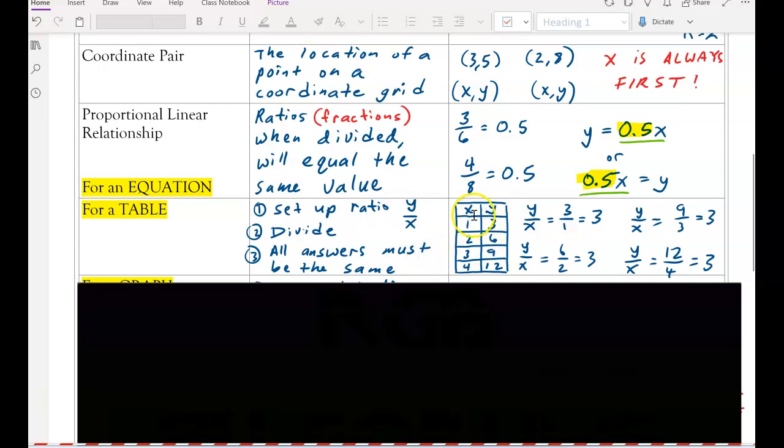And here's our example. Here's our table. X is 1, y is 3; x is 2, y is 6; x is 3, y is 9; x is 4, y is 12. If you divide y by x in each pair, 3 divided by 1 is 3. 6 divided by 2 is 3. 9 divided by 3 is 3. 12 divided by 4 is 3. We get the same answer every time when we divide y by x, so we know there is a proportional linear equation. What's the constant of proportionality? Well, it's 3, because that's the number you get when you divide y by x.